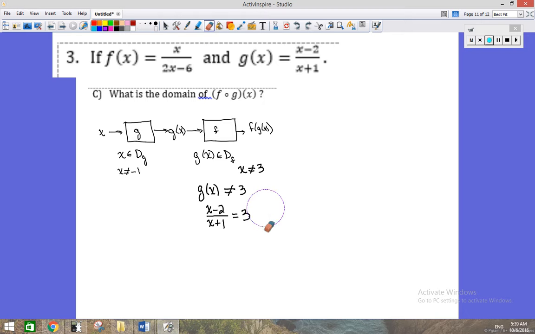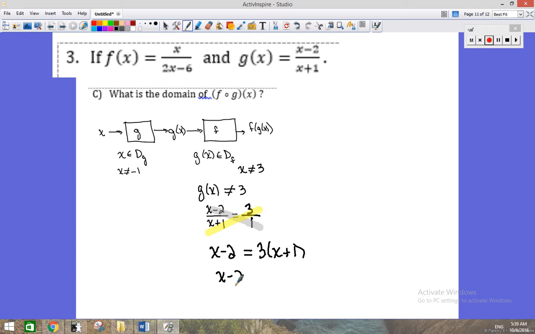This I can write as 3 over 1, and I have this equation that's called a proportion. And this is when you can cross multiply, when you're crossing over an equality. So if I multiply along this diagonal, and then multiply along this diagonal, that's one technique to solve this equation. I have x minus 2 is equal to 3 times the quantity x plus 1.